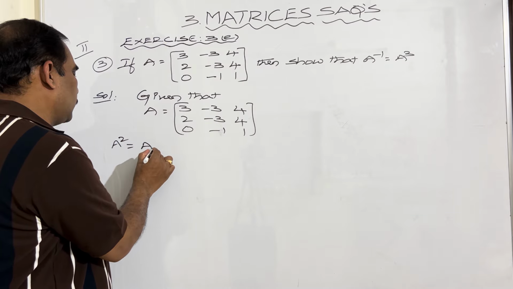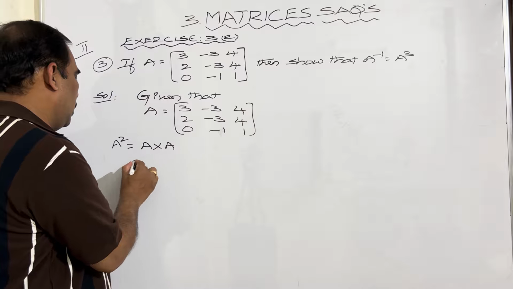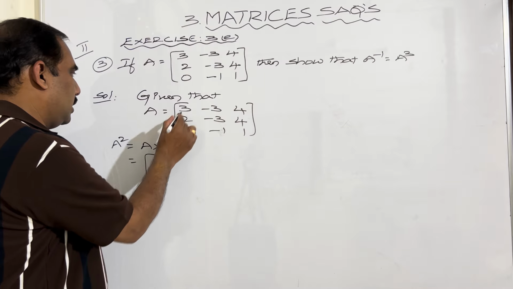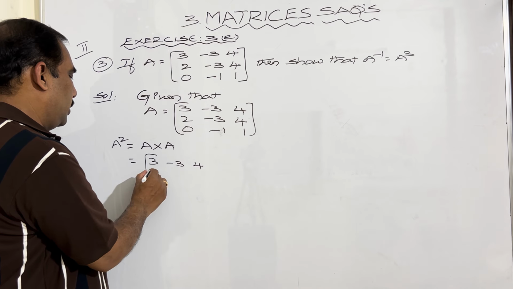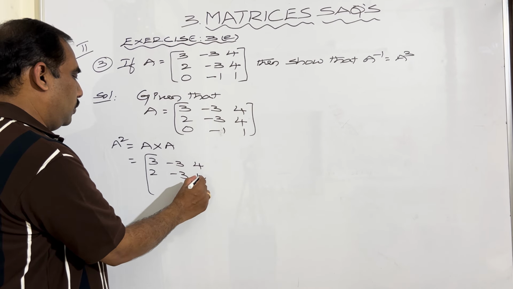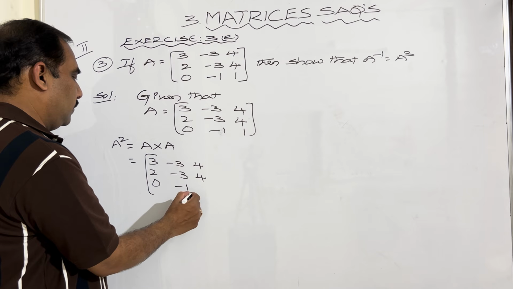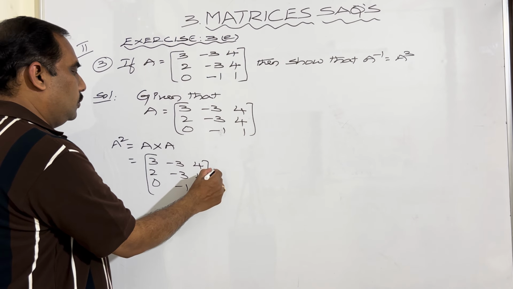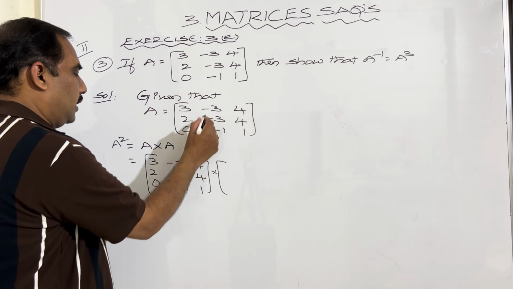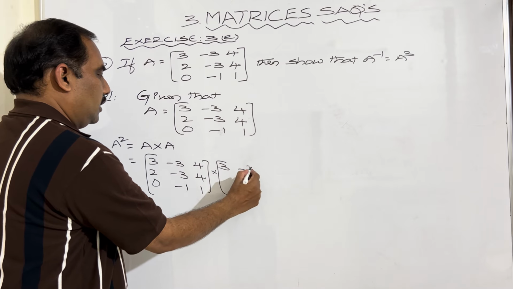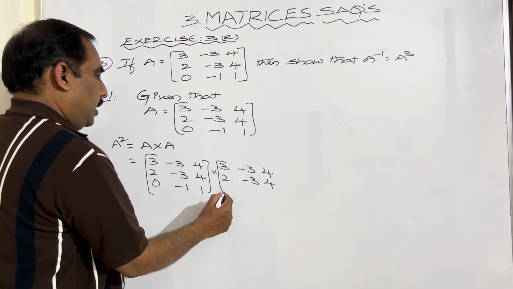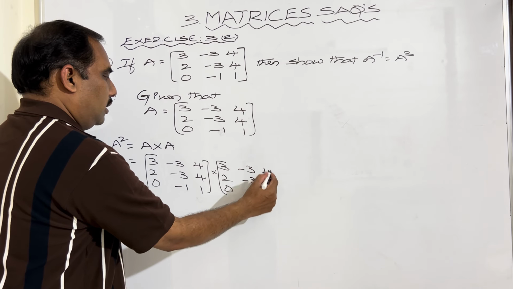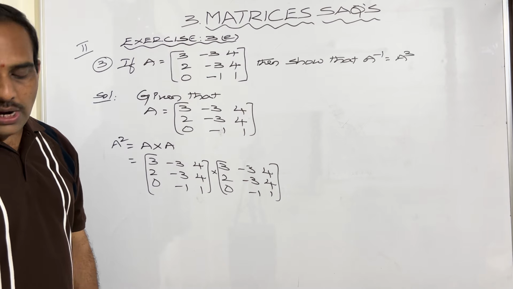So what is A square here? A into A. The matrix A is [3, -3, 4; 2, -3, 4; 0, -1, 1], multiplied by the same matrix again, [3, -3, 4; 2, -3, 4; 0, -1, 1]. Multiplying these two matrices.